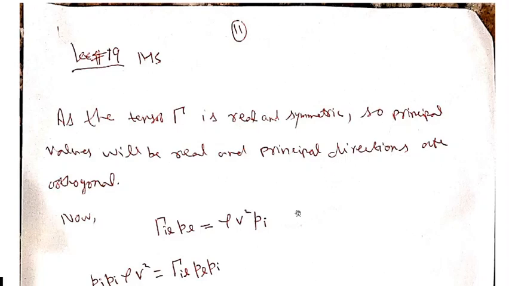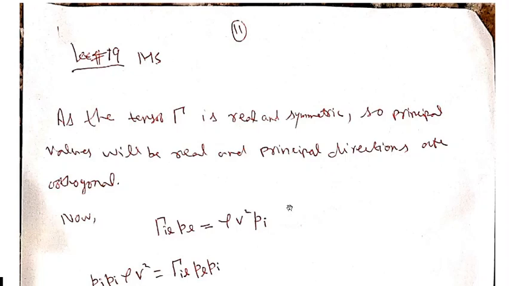Let's see something about the eigenvalues. As gamma is real, we have seen that gamma is a real tensor and a symmetric tensor. So principal values, that are eigenvalues, will be real, and principal directions are orthogonal. This is a theorem. Principal values are real and principal directions are orthogonal for a real symmetric tensor.